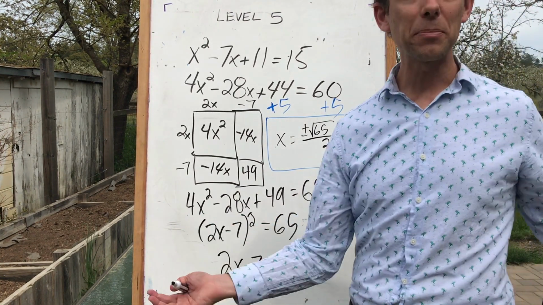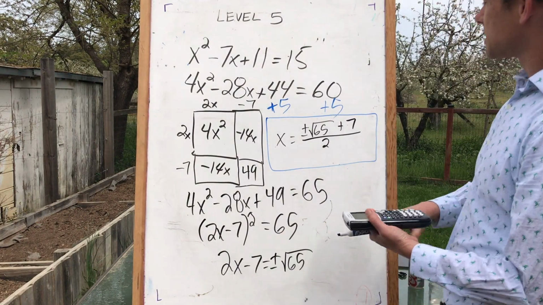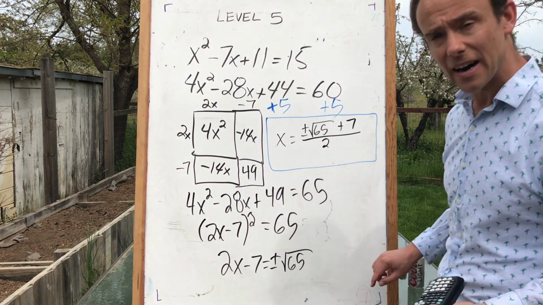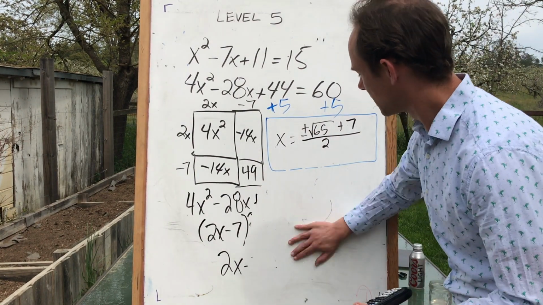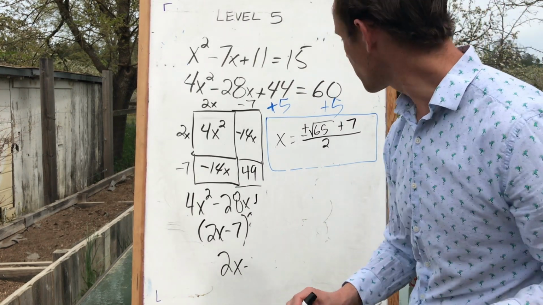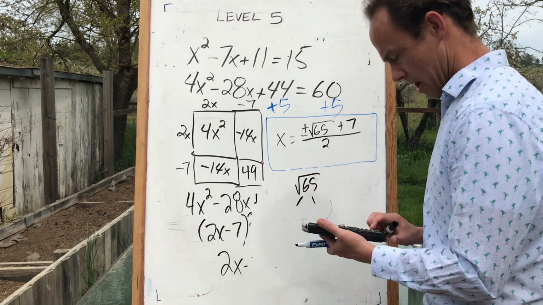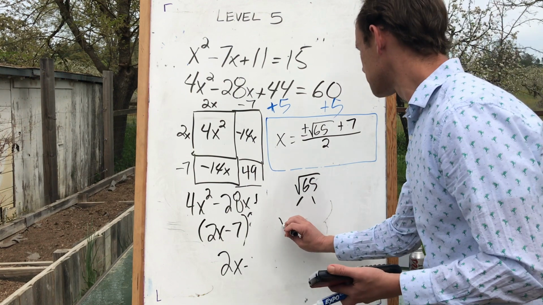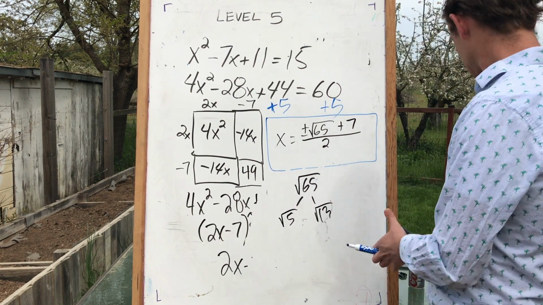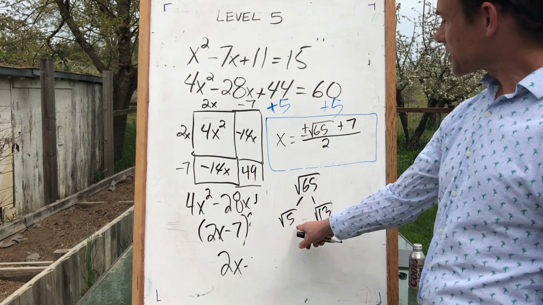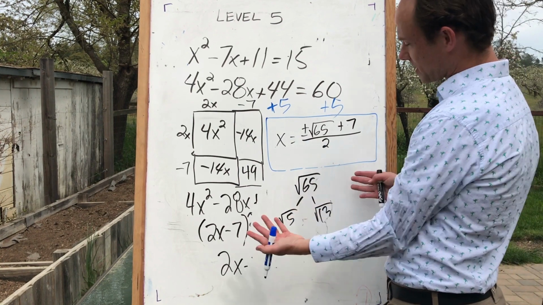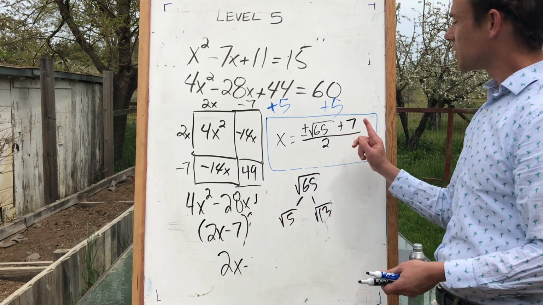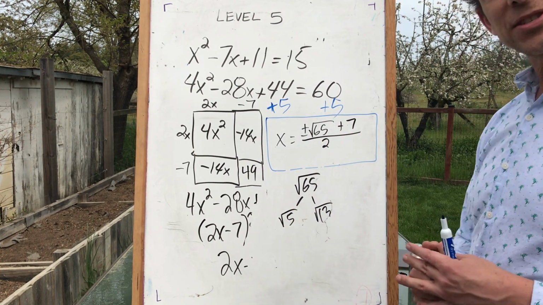Now the only step left would be, could we simplify 65? Let me just check real quick. Don't think so, because they're both prime numbers, so the tree can't go anywhere else. So that's going to be our final answer.